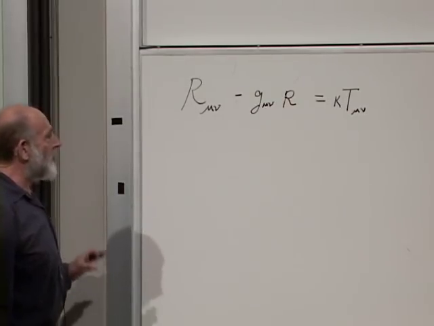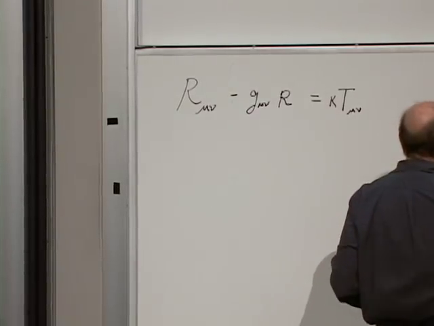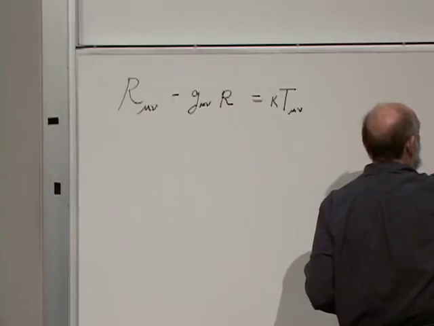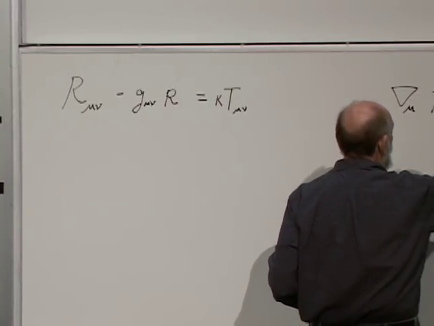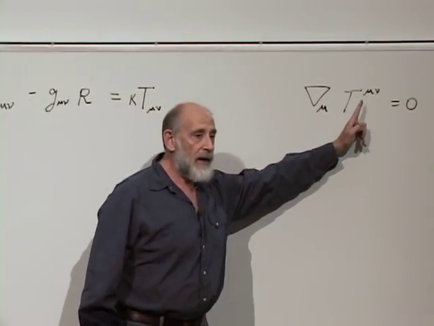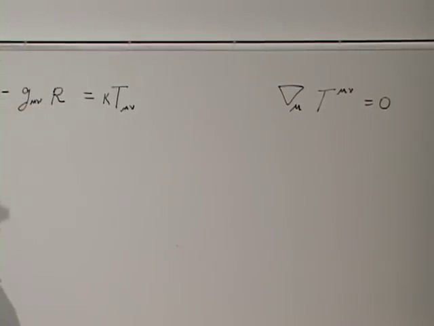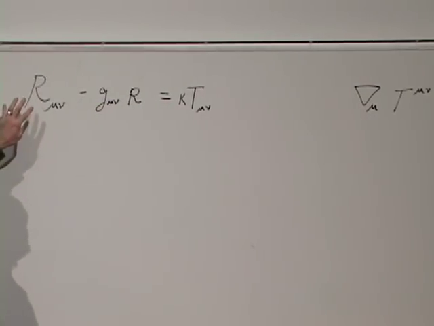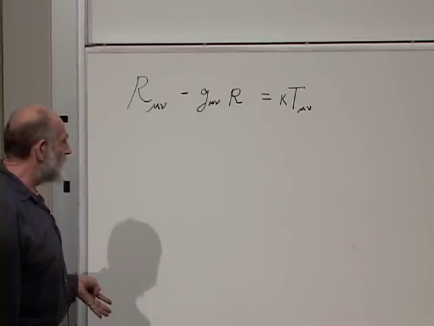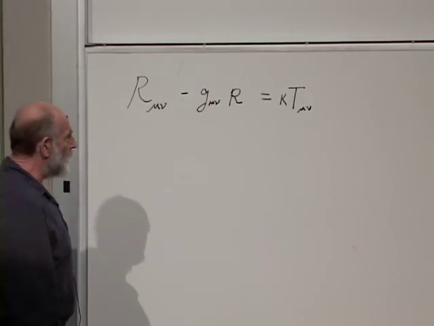We expect and hope that energy momentum will be conserved. That means that the covariant derivative del mu of T mu nu is zero, a kind of continuity equation for each component, momentum and energy, a separate continuity equation for each. And if that's true, then it had better be that the left-hand side also satisfies the same thing. Incidentally, to make it satisfy the same thing, we'd have to put the indices upstairs, but that's no big deal.